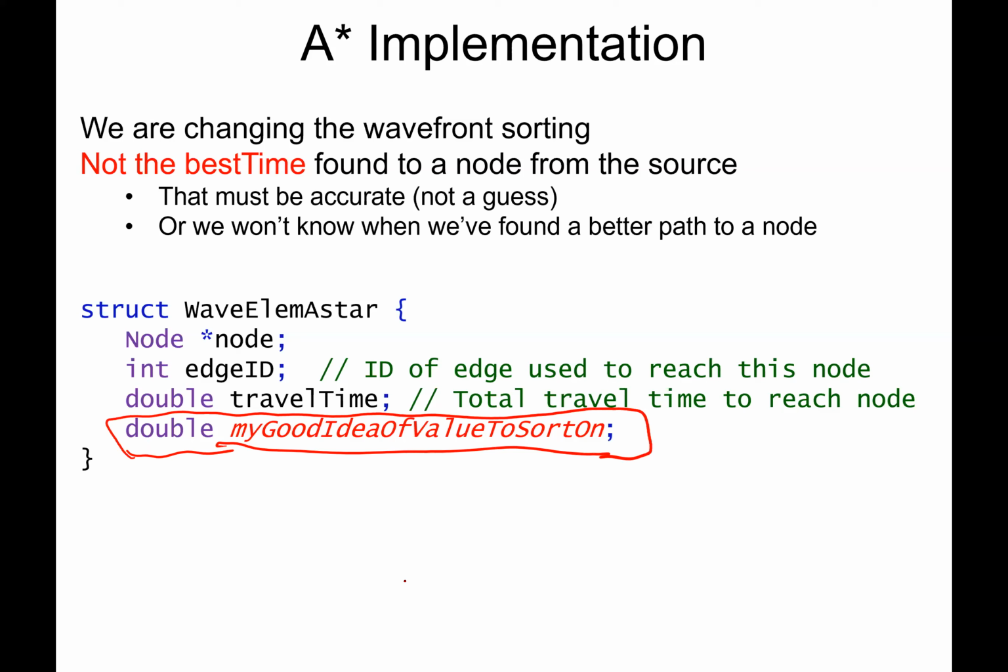You don't want to use that when you take something off the wavefront and you're doing that check to see, is this a better path to this particular node than I had before? Does that make sense?